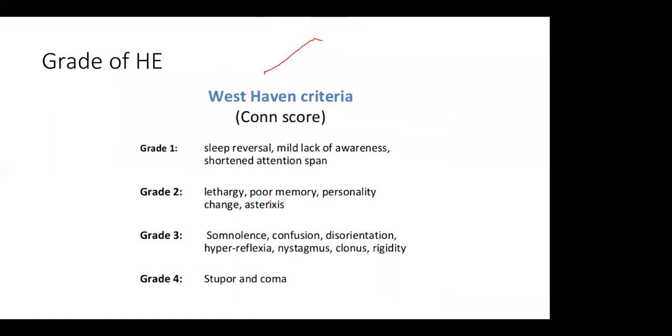So the grade of hepatic encephalopathy, based on West Haven criteria, ranges from grade 1 to 4. Grade 1 is sleep reversal. Those patients are awake all night and sleeping during the day, with a mild lack of awareness. Grade 2 is lethargy, poor memory, or personality change. Grade 3 is somnolence, confusion, or even disorientation. And grade 4 is stupor or coma.